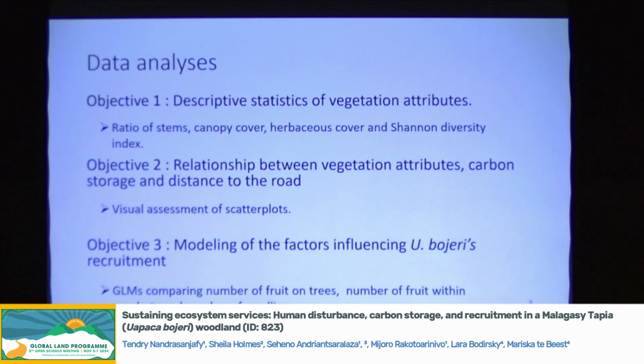We performed the following data analysis from this data. First, we used descriptive statistics of vegetation attributes. Then, for the second one, we tested the relationship between vegetation attributes, carbon storage, and distance to the road. And third, we modeled the factors that could be influencing Uapaca bojeri's recruitment.